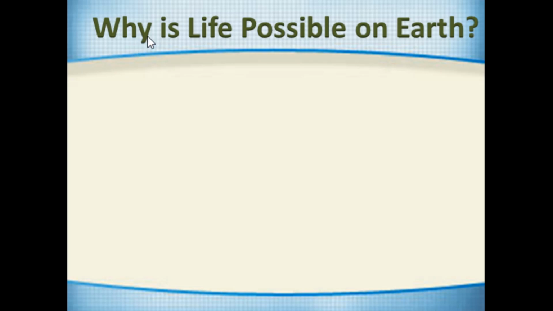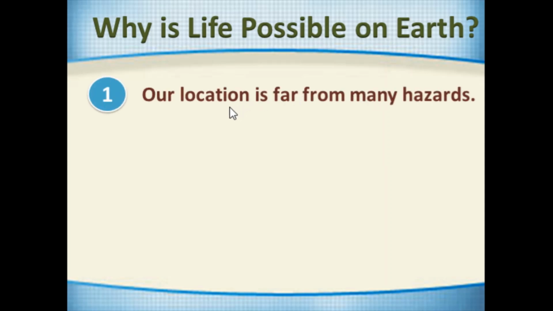I have a question. Why is life possible on Earth? Why can we live on Earth? What is in Earth that other planets don't have? Okay, first, I will read first and you read after, okay? Let me start. Number 1, our location is far from many hazards. Again, our location is far from many hazards. Your turn. Read, please. Okay, good. That means the Earth is far from a lot of accidents.